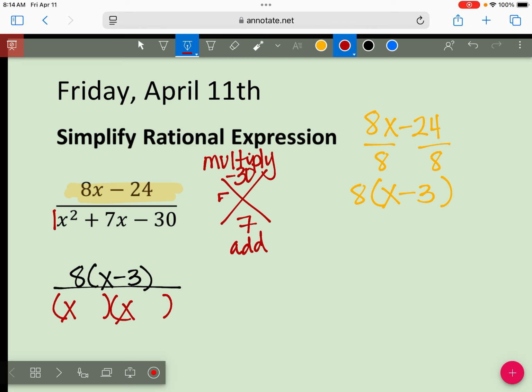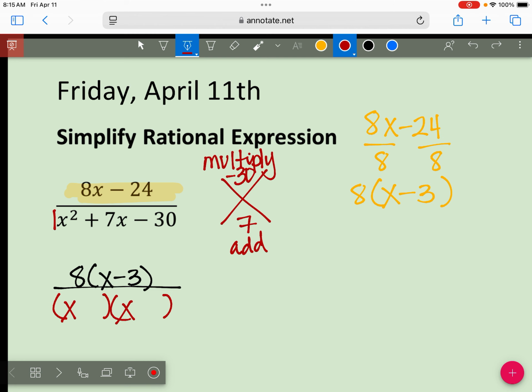Not quite. 5 and 7. You said 5 times 7? 5 times 7, that doesn't multiply to give us negative 30. Because it has to multiply to give negative 30, and then add to a positive 7. But you're on the right track, though.